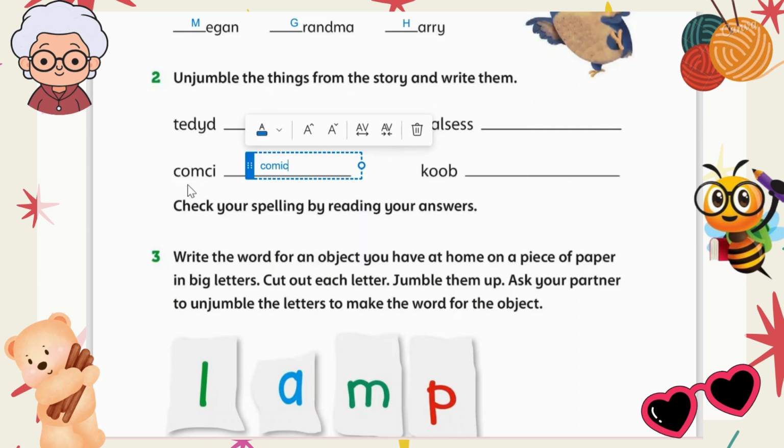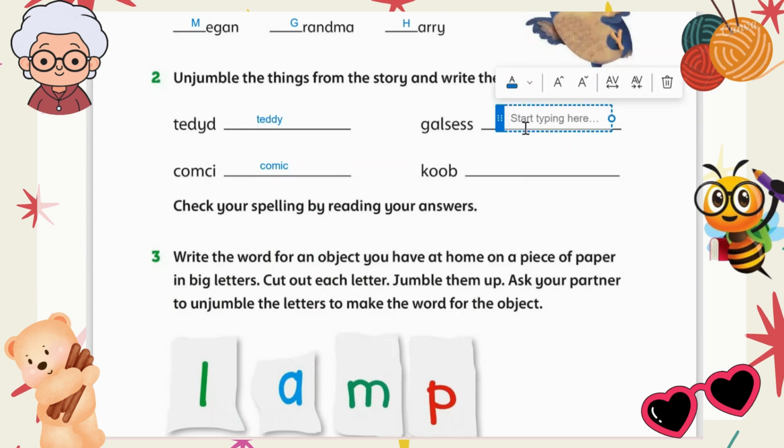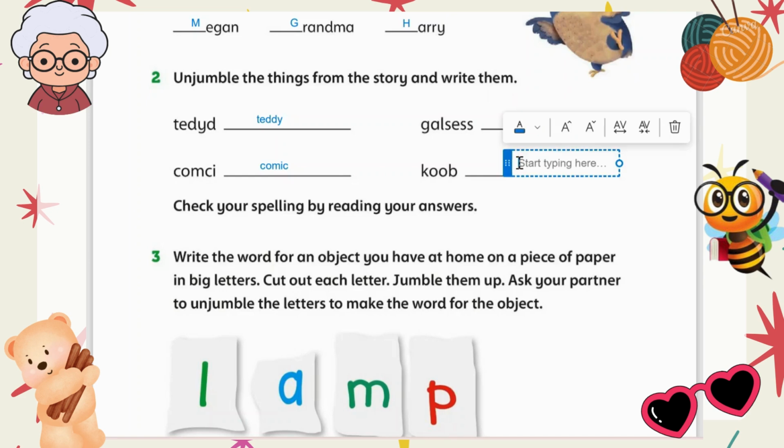So COMIC is comic. This one is very easy. What is it? The whole story is about it. Yes, glasses. Glasses. And the last one is what? Book. So what are the words? Teddy, comic, glasses, book. Right.